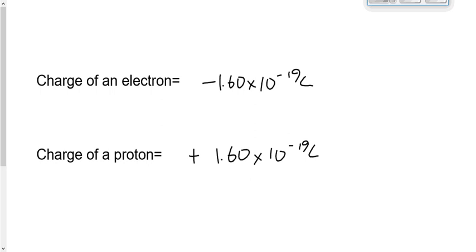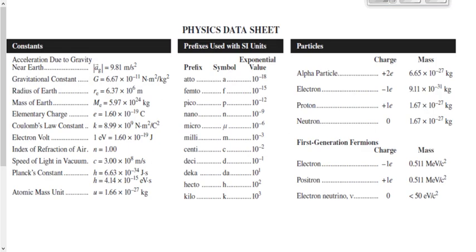Where do we find this number on our data sheet? If you have your data sheet handy, take it out and take a peek, but if you don't, just look up here. We see the charge and the mass of a bunch of particles: an alpha particle, which we saw once in Unit 1, the electron, the proton, the neutron, and then some first-generation fermions like a positron and a neutrino. We'll talk more about those in our last unit.